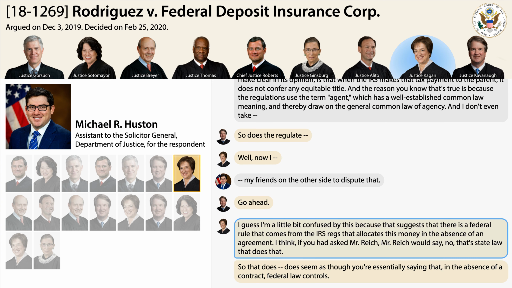Go ahead. I guess I'm a little bit confused by this because that suggests that there is a federal rule that comes from the IRS regs that allocates this money in the absence of an agreement.